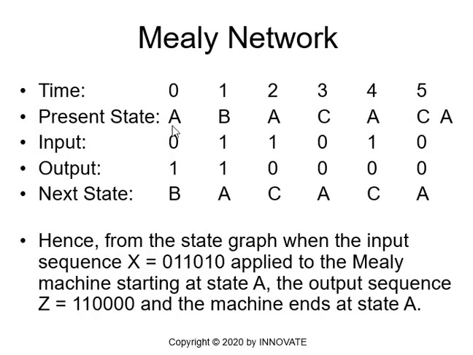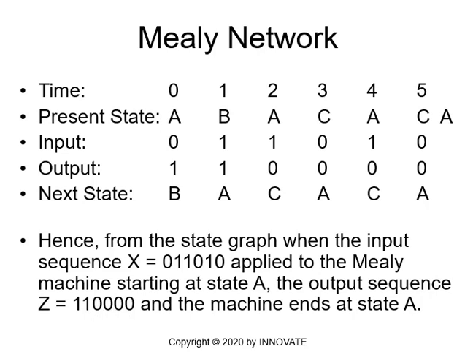At time 0, I am in state A. I go to state B if the input is 0 and the output will be 1. Now I'm in state B at time 1. My present state is B. If the input is 1, the output will be 1, I will go to state A, and so on and so forth. So we finish the input sequence, which is 0, 1, 1, 0, 1, 0, and we obtain the next states B, A, C, A, C, A, and the output Z will be 1, 1, 0, 0, 0, 0.